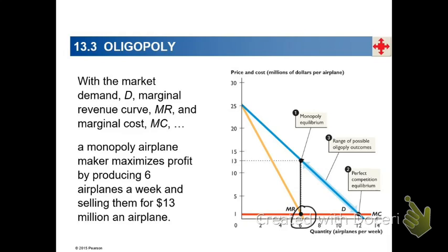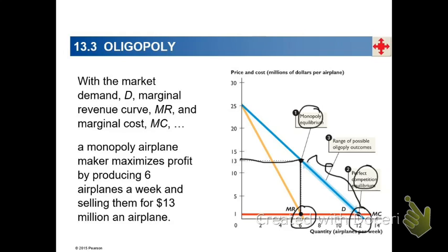So I go up and I find the market equilibrium price. The perfect competition outcome is found where marginal cost is equal to the demand curve, and in perfect competition, price is also equal to marginal revenue. So this is perfect competition, this is monopoly, and one could argue that our oligopoly will lie somewhere between the monopoly and perfect competition outcome.